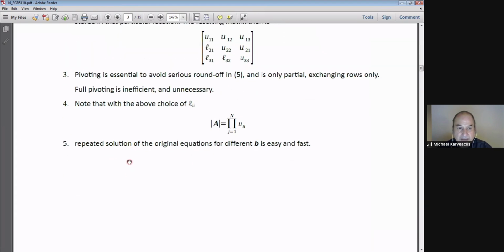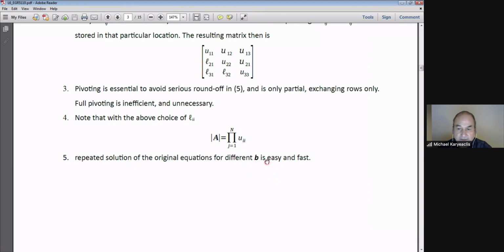The last question is whether we can solve this equation. Ultimately, our interest is to solve AX is equal to B, right? Having done this now, the solution of this repeatedly actually is easy.